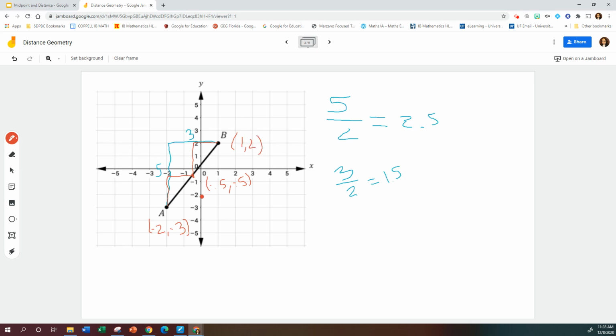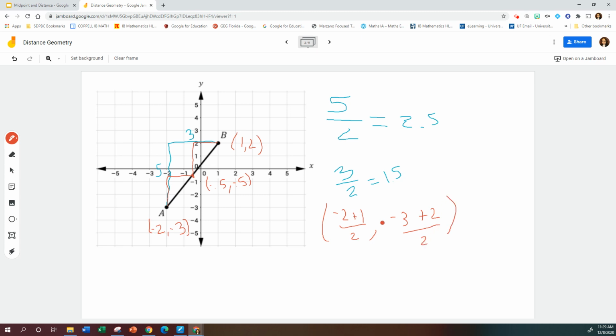I'm going to do the same thing. This is x, this is y, this is x, this is y. To find the midpoint, I'm going to add my x's together: -2 plus 1 divided by 2. And then I'm going to add my y's together: -3 plus 2 and then divide by 2.